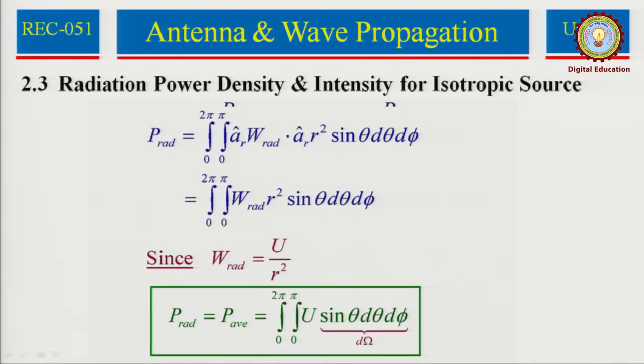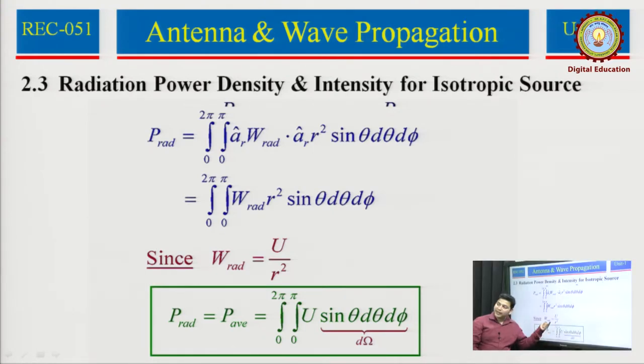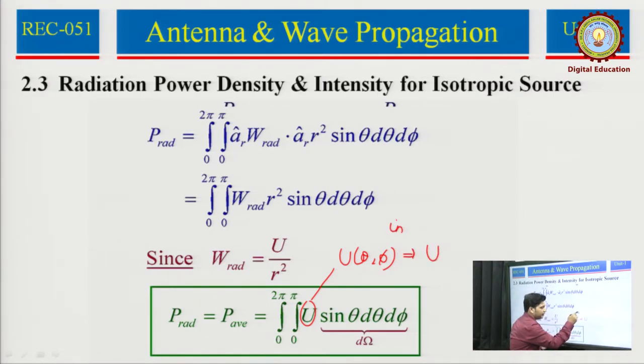Now, in the same way, we formalize this. P radiation, or average power, is nothing but the integration over the solid angle, 0 to pi, 0 to 2 pi, of the intensity U sin theta d theta d phi. Earlier in our example we stated U as a function of theta and phi, remember. Again, here it is the isotropic case and it is independent of theta and phi, so it is nothing but simply U or U naught, because it is the isotropic case we are discussing. So again the same formula.